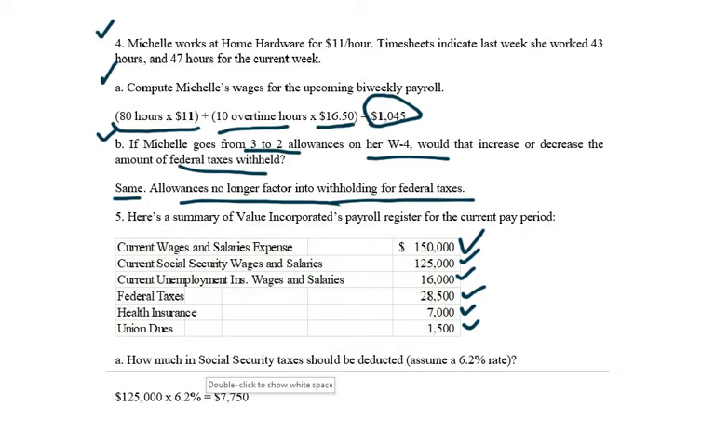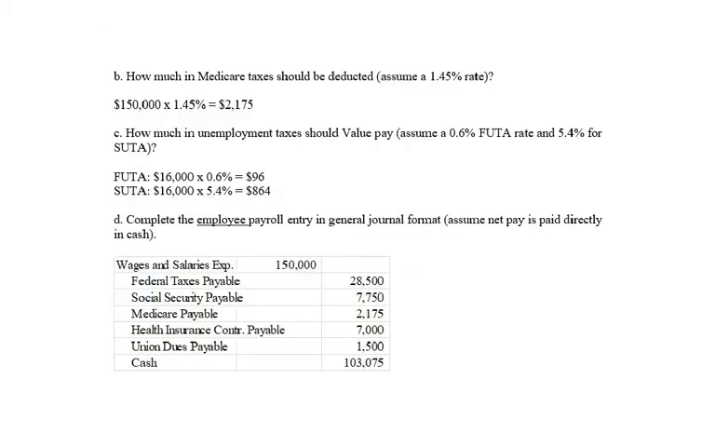Oh, I got one of those weird artifacts again, but it didn't cover anything up this time, so it's all right. So how much should they deduct from that gross? That's going to be at a 6.2% rate. So just take 125, that's the important number, times 6.2%, and that's going to be $7,750.